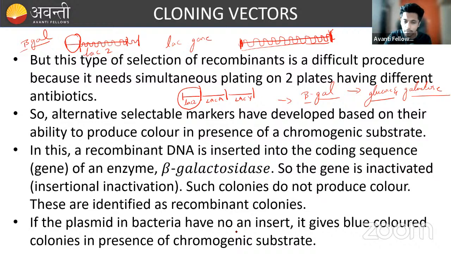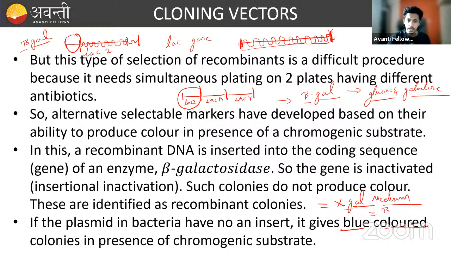Why do we use an analog of lactose? The analog of lactose that we use in this medium is called XGAL. What is XGAL? It is very similar to lactose, but it is not lactose. Whenever beta galactosidase acts on XGAL, it will break it down. When it breaks down, it will produce a chromogenic substance in the form of a precipitate, which is blue in color. See here, it will give rise to blue color.